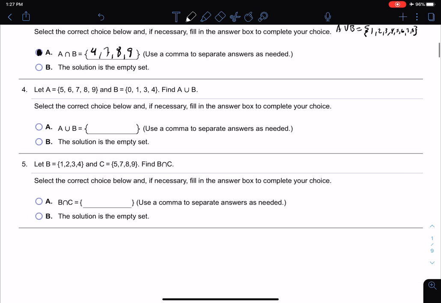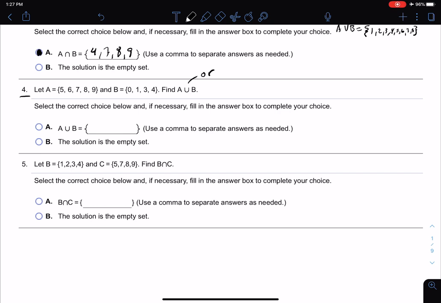Okay, next one. Here's my set number 4. We're looking at number 4. We have set A and set B, and we're supposed to be finding the union, which means I'm looking for the elements that are in set A or B, which means we're taking all these elements.